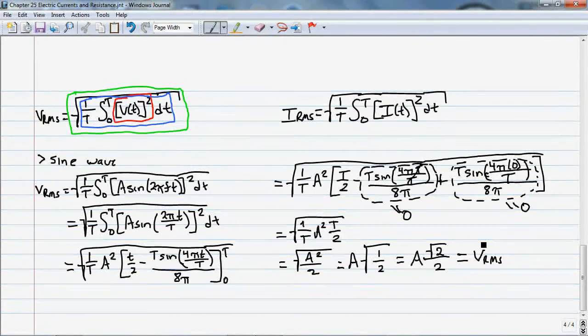Now there are graphs in the presentation to basically show graphically how that works, but I'll let you look that up at a later time.